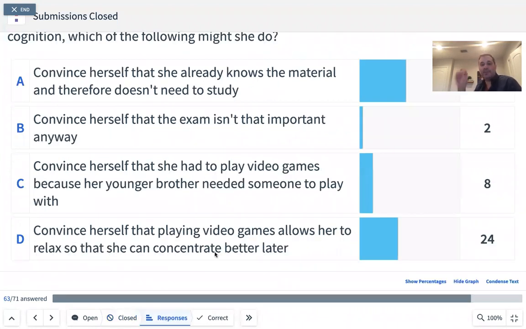Convince herself that playing video games allows her to relax, because that is adding a new belief that is consistent with her attitudes and her behavior, right? It's adding the belief that, well, if I play video games, then that's good for my exam studying because I'll be able to relax. That being said, I would also accept A, now that I think about it. Because if she can convince herself that she knows the material and therefore doesn't need to study, that's also adding a new belief that's consistent with the fact that she's playing video games and not studying. So actually either A or D would work here.